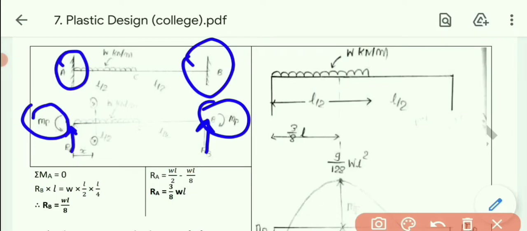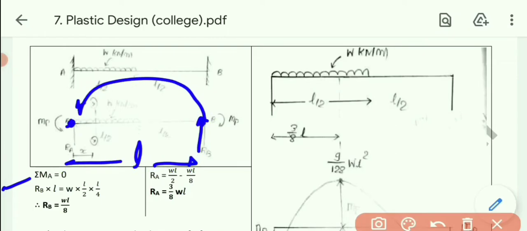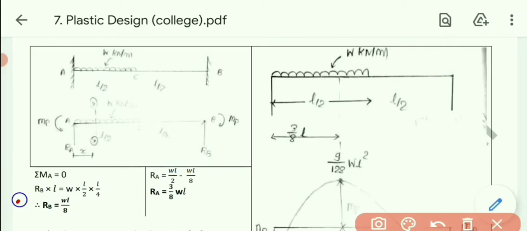Now let's first find its reactions. So in reactions, let's take moment at A, sigma M equals 0. So the anti-clockwise moment is RB into the whole distance L, so RB into L. Now talking about the clockwise moment, this load's moment will obviously be clockwise, UDL, so load into distance into half distance, so W into L by 2, since the UDL is acting on the span L by 2, into L by 4. By simplifying this one, we will get RB, that is WL by 8.